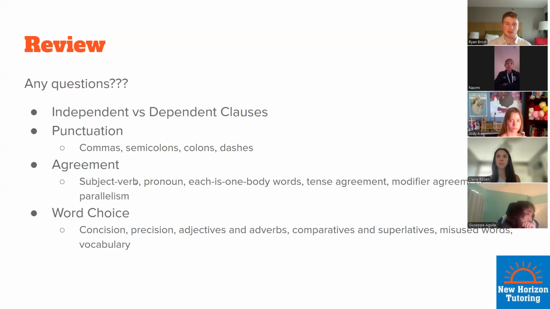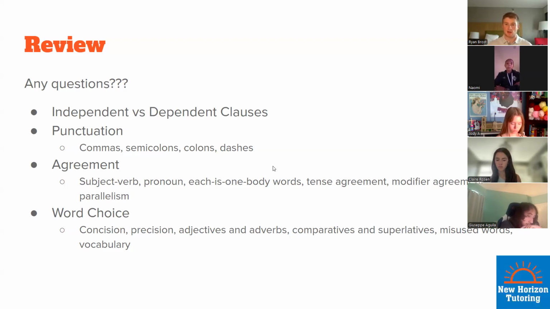Kind of tying into that is pronoun agreement. With pronouns, they have to agree in number, and they also have to be clear. We have to know what the pronoun is referring to. We also worked with the "each" and "one" body words. Those words take one thing out of the group and then talk about it. So even though it might be referring to multiple people, it's still singular.